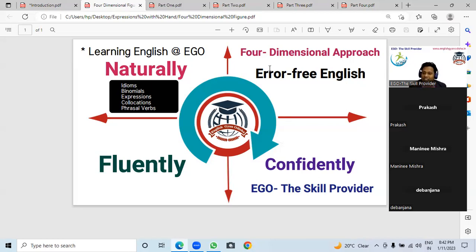And the third thing is fluently. Obviously, fluent English.